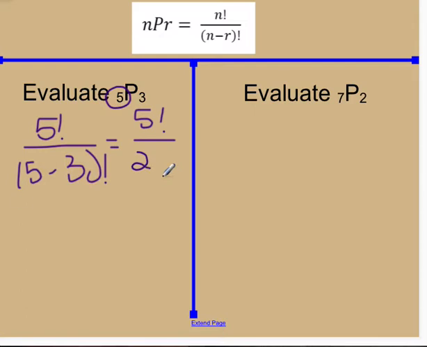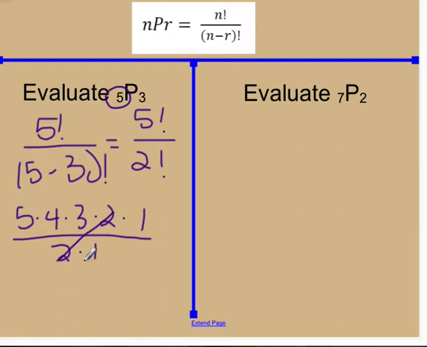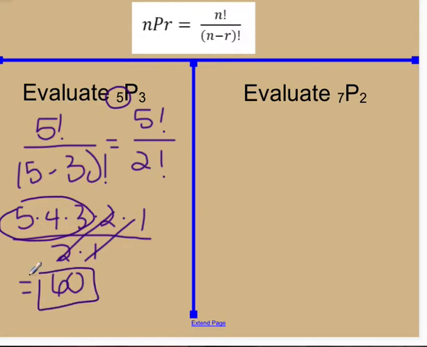So then on top, I'm going to have 5 times 4 times 3 times 2 times 1. And then on the bottom, I'm going to have 2 times 1. I like to make this easy for myself, so I'm going to cross off what I can. I notice that I have 2 times 1 on the top and on the bottom, so I'm going to cross off each of those. And then I just have 5 times 4 times 3. When you multiply 5 times 4 times 3, you get 60. So the answer to 5P3 is 60.